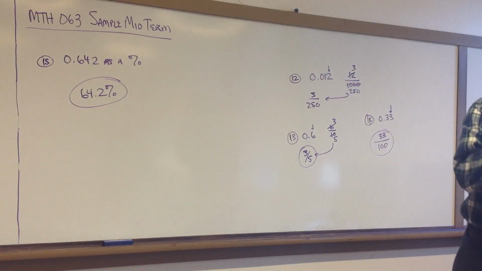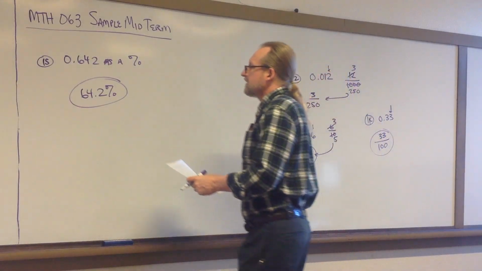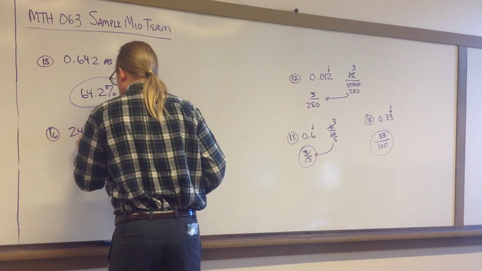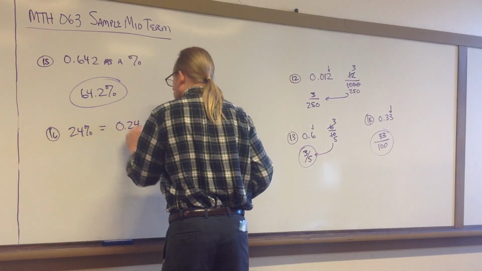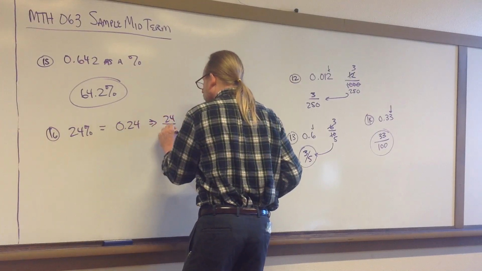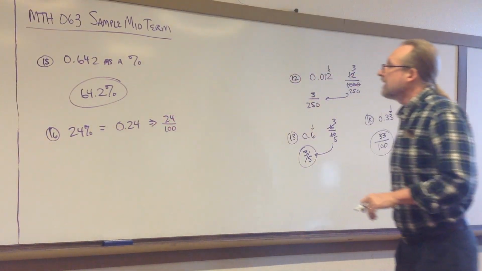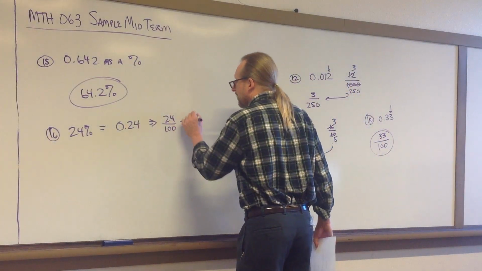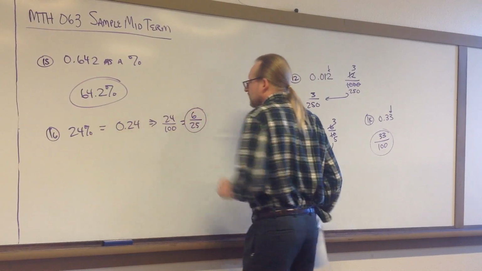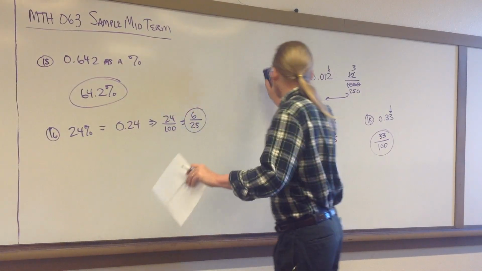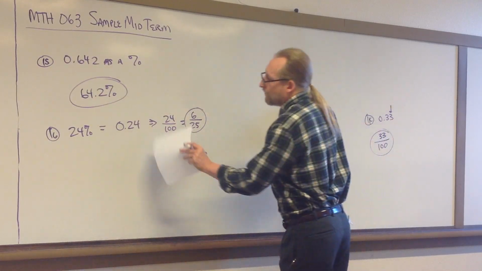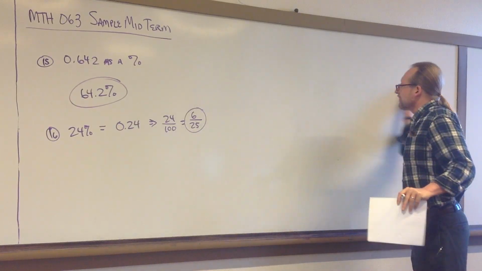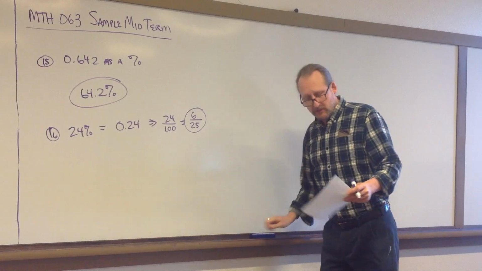Let's see here. Express 24% as a fraction in lowest terms. 24% is 0.24, which is 24 over 100. Okay? Let's see. So, as a fraction, we can divide these both by 4, and that'll give us 6 over 25. And again, at this point right here, you could use your calculator to turn 0.24 into a fraction, but it's not that hard to do it by hand.